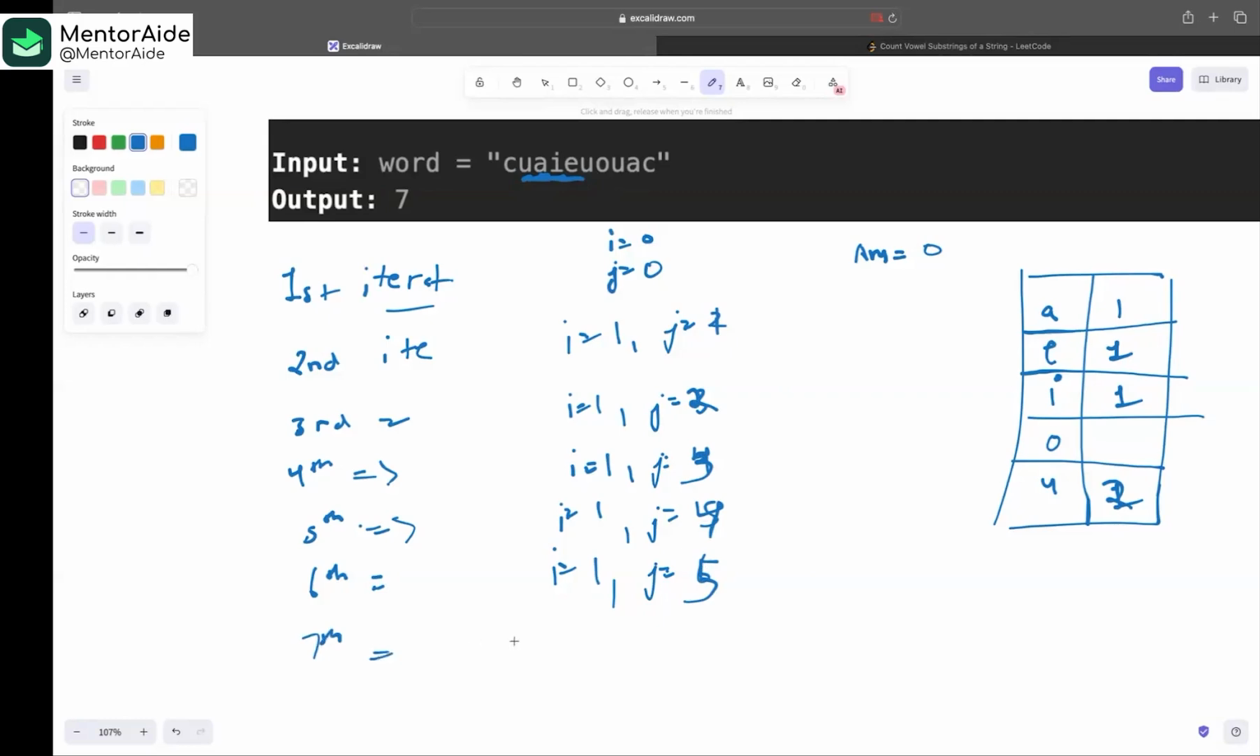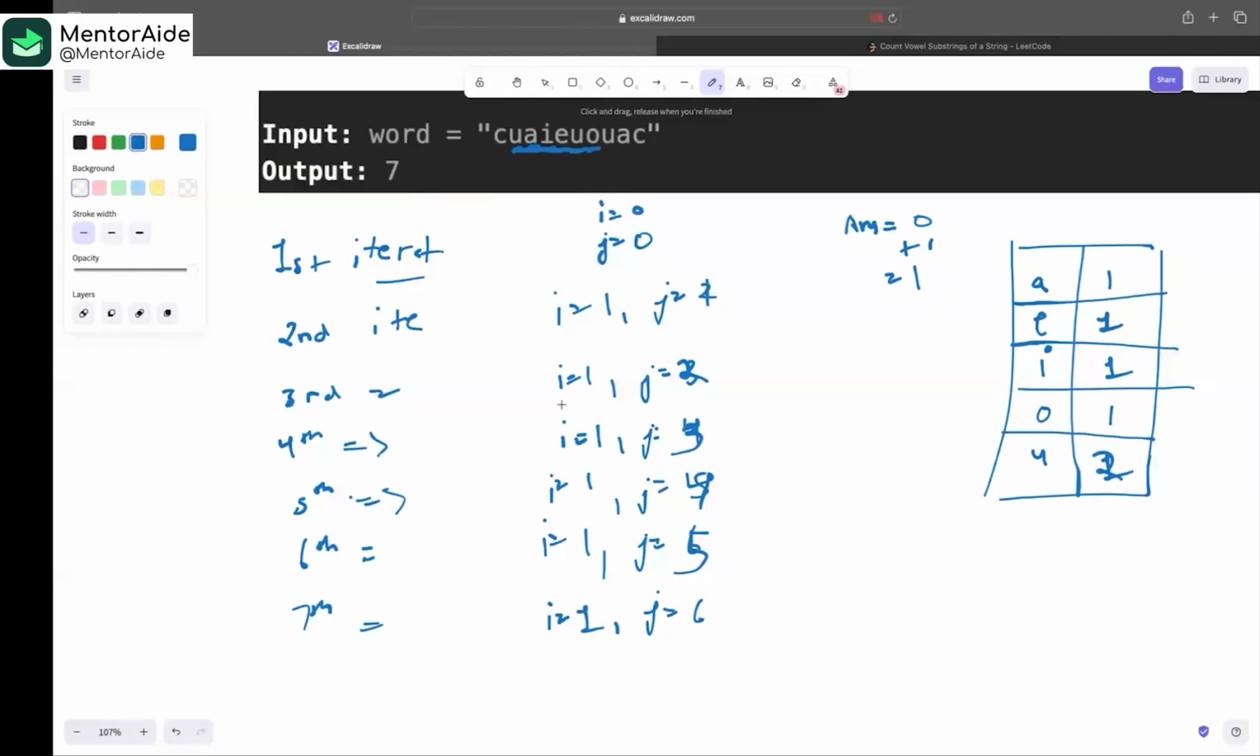What will happen at seventh iteration? So this time we got O, we'll increment the count, and you'll see the size of hash map is 5. So we'll increment the answer as well. Plus 1. That means answer is 1. Now within this iteration, we should try to see whether we can find one more answer or not after shrinking. So we'll shrink I as well. How will you shrink it? I will increment I.